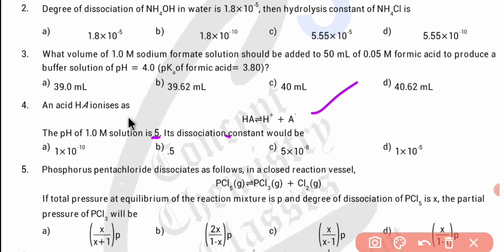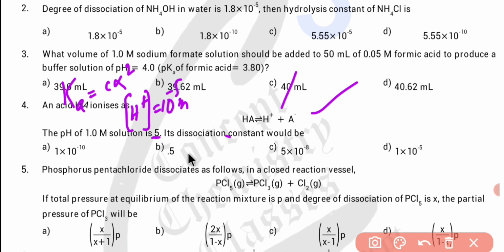This is a weak acid. From the pH I can calculate the H plus ion concentration. The pH is 5, so the H plus ion concentration is 10 to the power minus 5 molar. What would be the concentration of A minus ion?